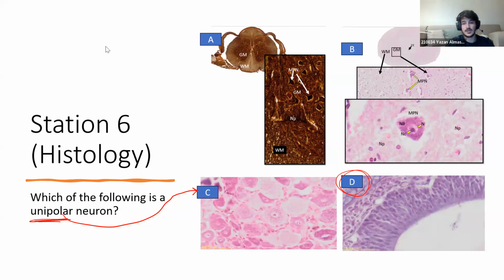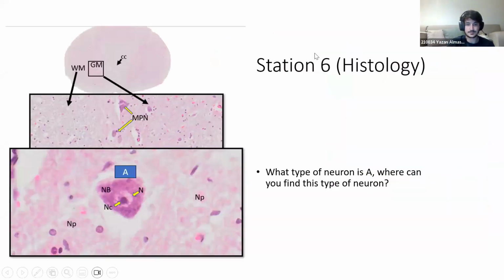Where is the bipolar? Okay, I'll write it down. So this is bipolar. Bipolar in the retina and in the nose or nasal cavity or olfactory, whatever they tell you, you just understand it's in the nose. Okay, let's go to the next question.